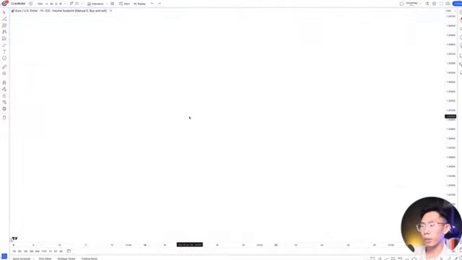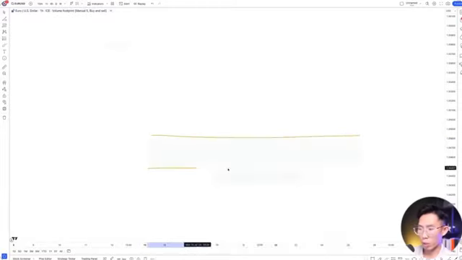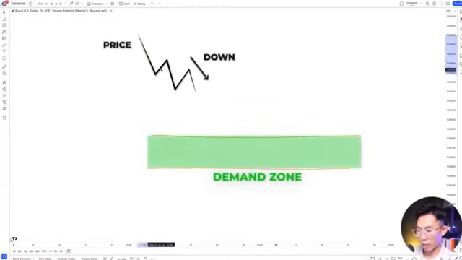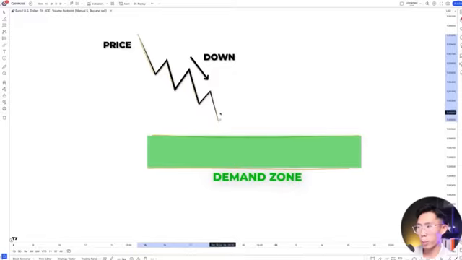So to simplify things even further, let me just draw it out for you guys like a quick example. So let's say there's a demand zone right here, and then price is going down to the demand zone, and it has a lot of aggressive selling volume. Price is just going down, negative delta, strong amount of volume. There's a lot of orders, a lot of momentum pushing the price down.